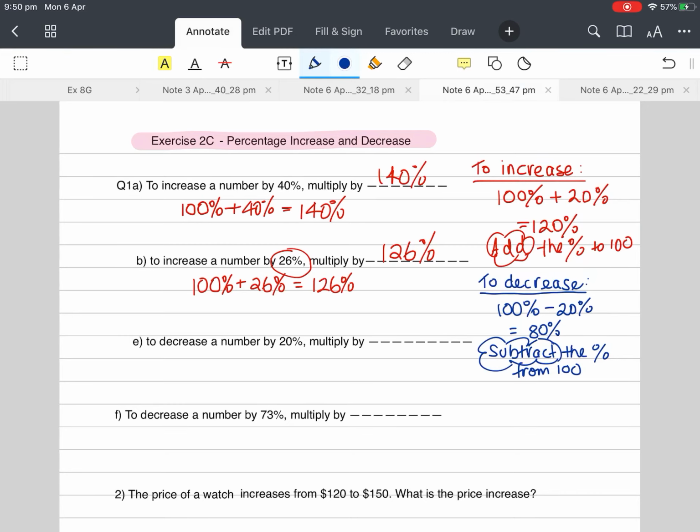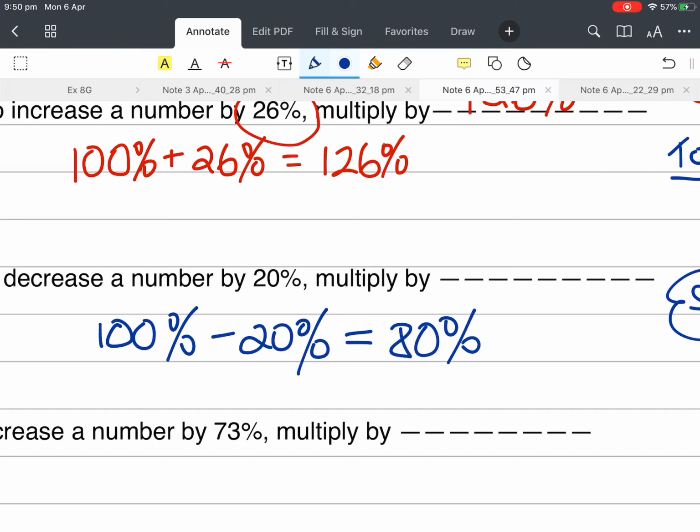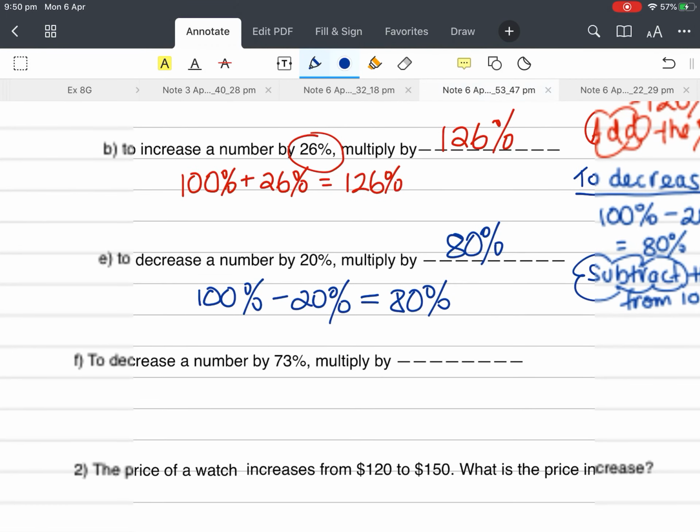So let's do this one here. It says to decrease the number by 20%, hopefully you've already figured that one out, we do 100% minus 20%, and in my head or on my calculator I go 100 minus 20, and that gives me 80%. So what I'm going to do is I'm going to multiply the number in my question. When I get there, I'm going to multiply it by 80%. Now can you pause the video and have a go at question F on your own? Restart when you're ready.